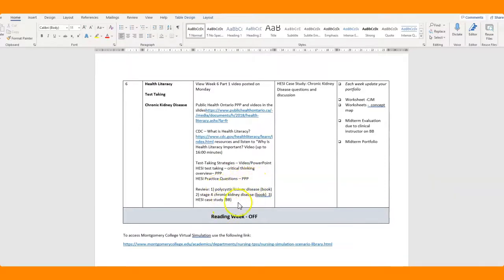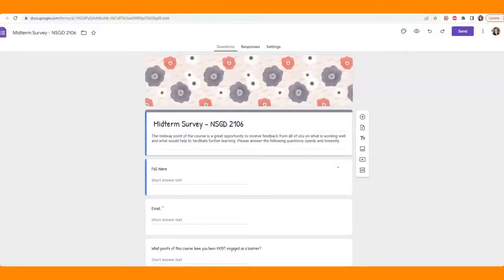And then on your own, you need to review, focusing on that client today with CKD. The review for this week is polycystic kidney disease. So look at your books and the resources that you can find online to review what that means and how we take care of clients with polycystic kidney disease. Stage 4 chronic kidney disease as well, and I'll introduce you to the HESI case study. Alrighty, let's look at the health literacy first.